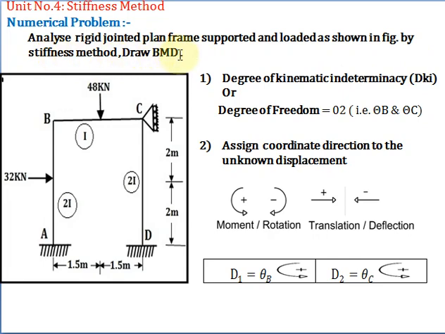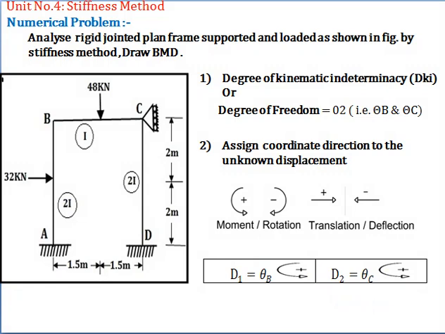by stiffness method. Draw bending moment diagram. Okay, so this is the given frame. Already in the last video we have calculated the degree of kinematic indeterminacy, that is DKI, or degree of freedom, equal to 2. In that we have considered the first unknown as theta B and second as theta C. Now we have assigned this coordinate direction to the unknown displacement. We have considered theta B as our first unknown and theta C as our second unknown.